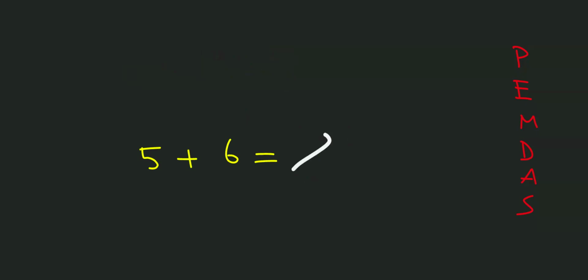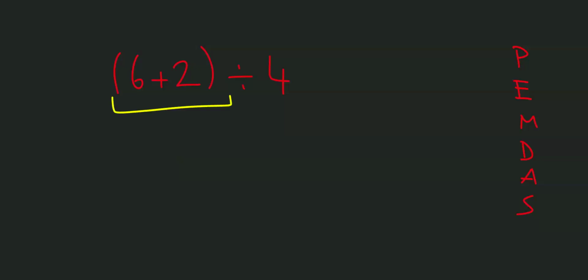Another example, in parentheses, 6 plus 2 divided by 4. So there's parentheses, addition, and division in the expression. So let's take care of the parentheses first. 6 plus 2 is 8 divided by 4. We have only division in the expression. So 8 divided by 4, that's 2. So 2 is the answer.